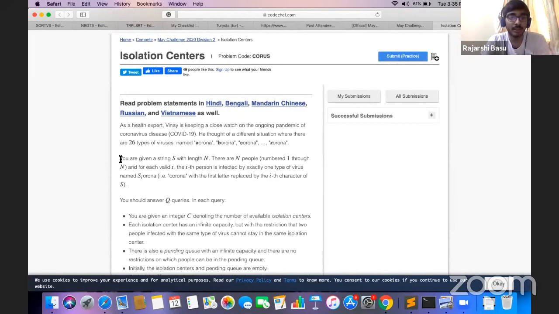So what are we given? We are also given a string S of length n. There are n people. For each valid i, that is i from 0 to n minus 1 if it's 0 indexed, or 1 to n if it's 1 indexed, the ith person is infected by exactly one type of virus named SI corona. So the corona part is again not relevant. The virus name is just SI. So it's just identified by a character, right?